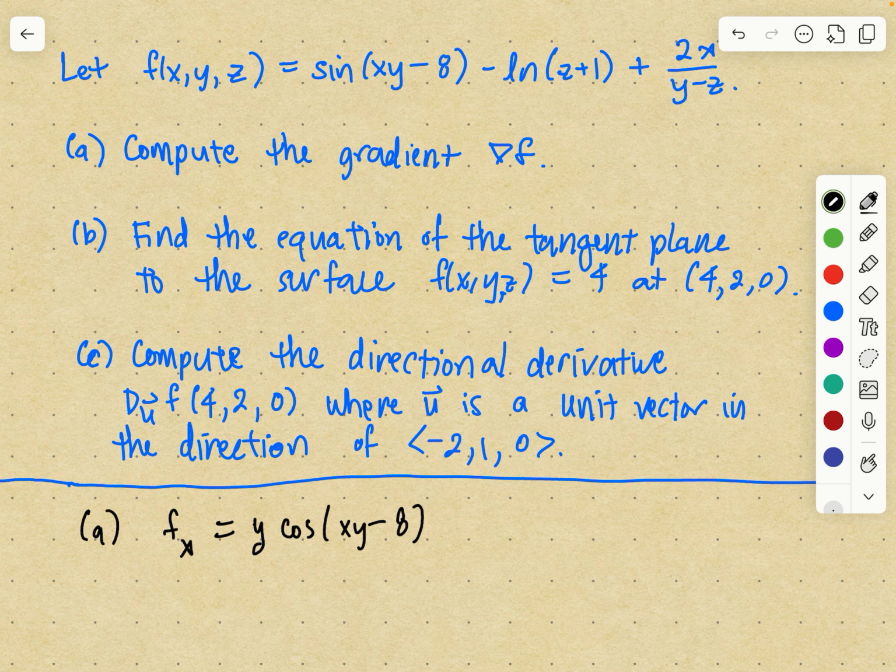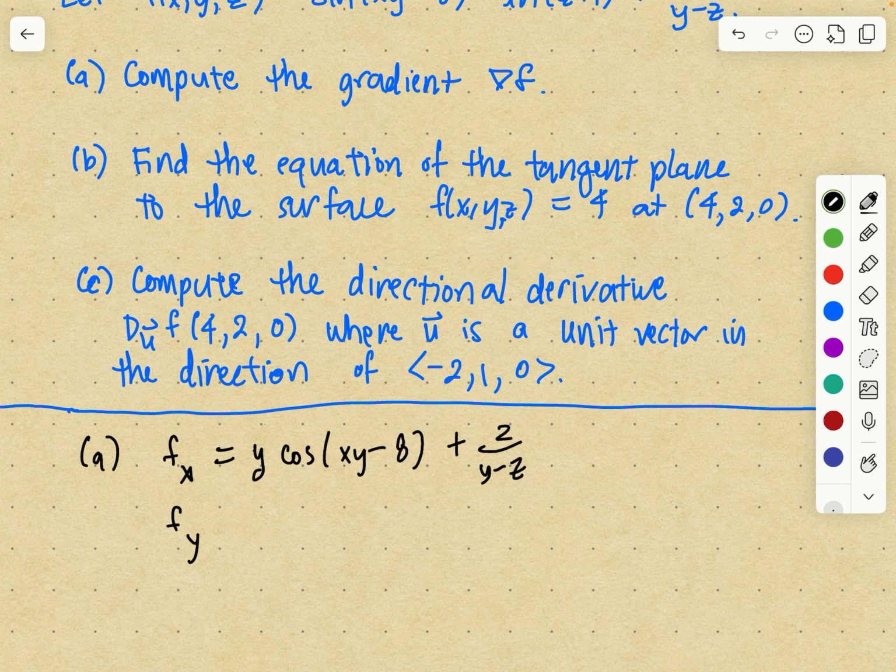And then this ln of (z plus 1), there's no x term, right? So it's just a constant with respect to x. So the derivative is going to be 0, okay? And then for the 2x over (y minus z), I can think of that as 2 over (y minus z) times x. And I'm thinking of y and z as constants, so 2 over (y minus z) is a constant, right? And so I'm just going to get plus 2 over (y minus z).